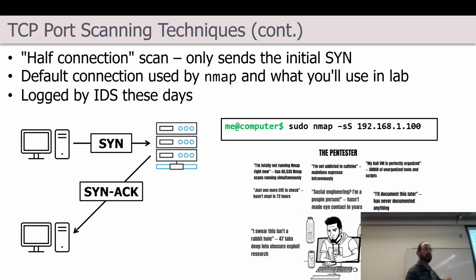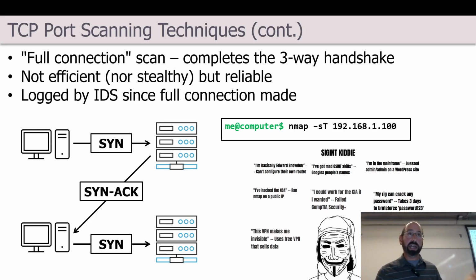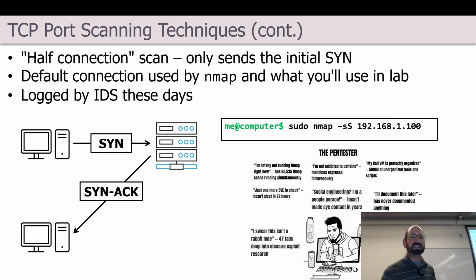Nmap has been around for a very long time. So whether it is stealthy or not is kind of a relative term. It is stealthier than making a full connection, but it's really not stealthy in the sense that it is the default and has been the default for a relatively long time here. So any intrusion detection system worth its salt should also be able to log that type of attempt.